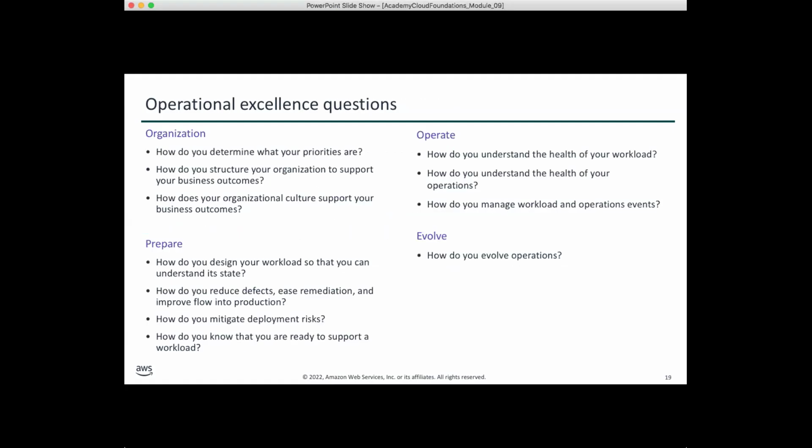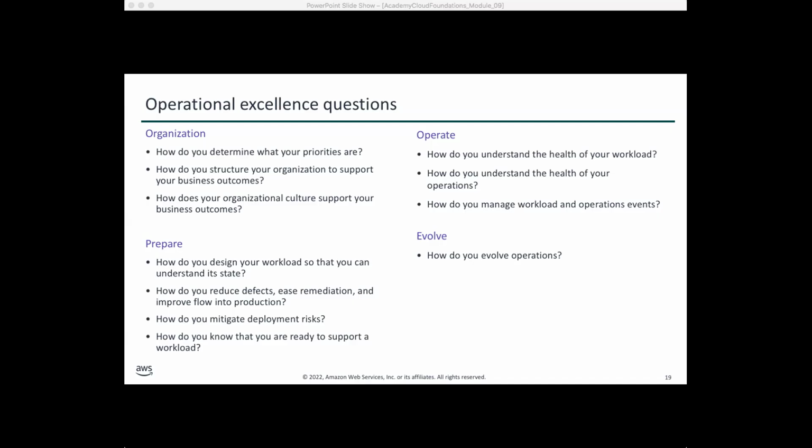Right here, you can see the operational excellence questions. So that's in the best practice areas in operational excellence, right? You try and answer these questions. The foundational questions of operational excellence fall under four categories, as you can see. Organization: how do you determine what your priorities are? How do you structure your organization to support business outcomes? How does your organization culture support your business outcomes?